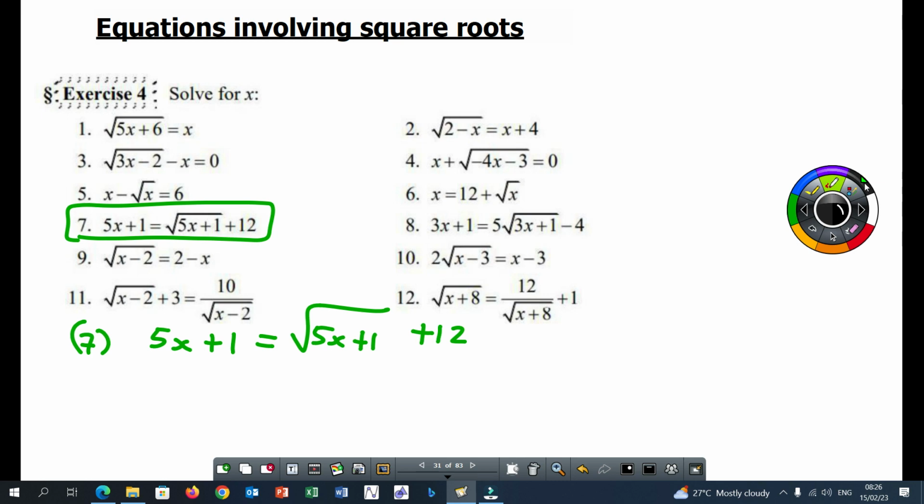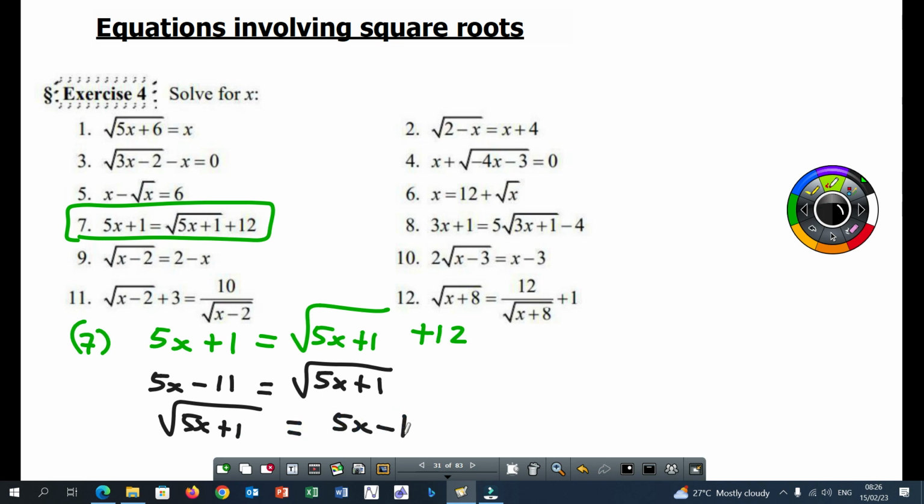So just take the 12 to the left, you get 5x minus 11 is equal to the square root of 5x plus 1. This is the same as the square root of 5x plus 1 is equal to 5x minus 1. Okay? I hope no one is asking, how come we don't have a negative? I think I explained that, isn't it? Yes? Did I? Please explain that step.